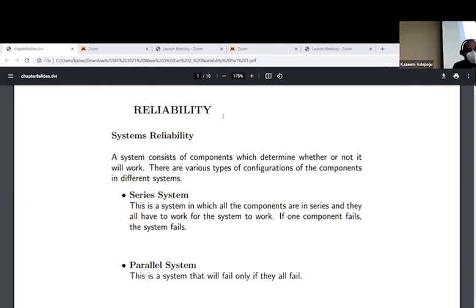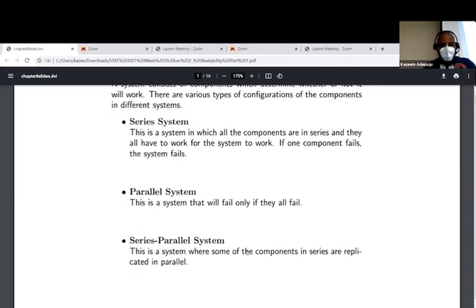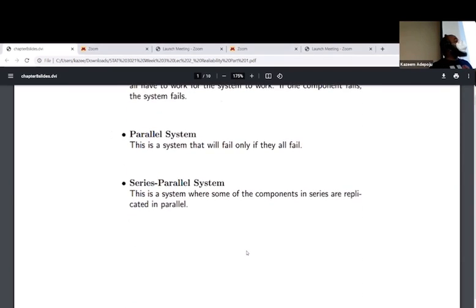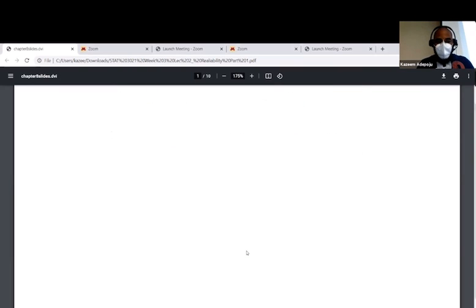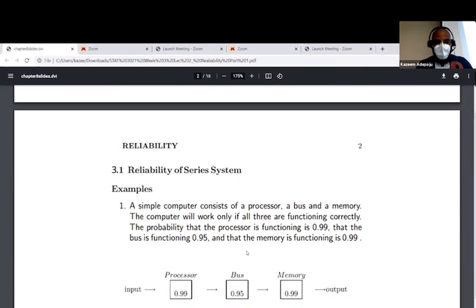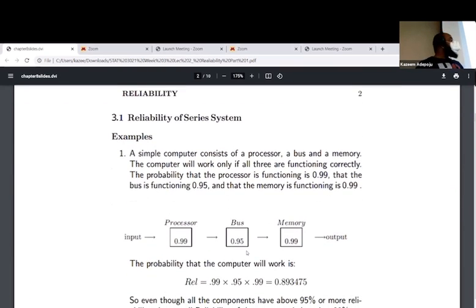Okay, so if one component is working, then the system is still going to work. And we have situations whereby we can have a combination of series and parallel systems as well, which means we're going to use a combination of the ideas. Now I'm going to walk you through an example. Take a look at this example right now.